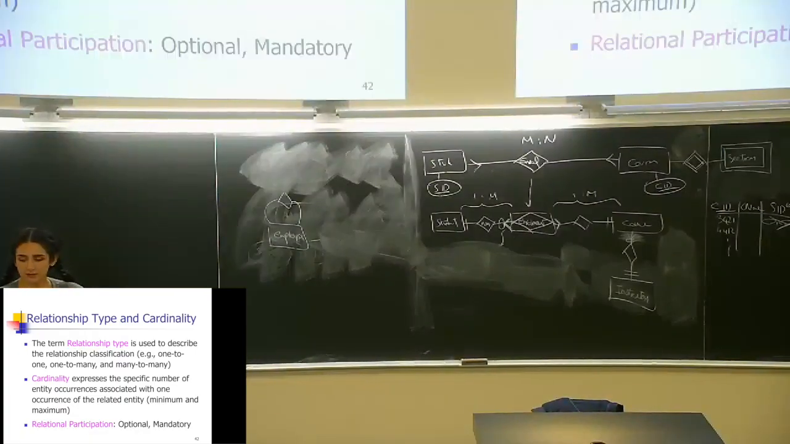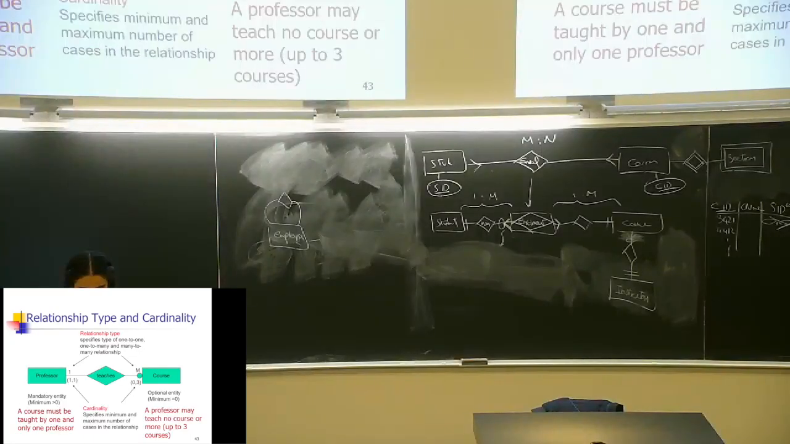Now, the term relationship type is for when you describe, for example, one-to-one, one-to-many, many-to-many. Cardinality expresses the specific number of entities associated with one occurrence of the other entity. That is the minimum and maximum. And relational participation, when I'm asking about participation, I mean identifying whether a relationship is optional or mandatory, okay? So these are just examples.